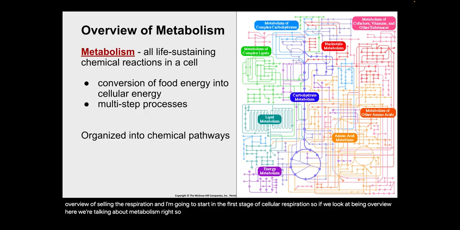So metabolism is all of those life-sustaining chemical reactions in a cell, right? A whole host of reactions, a lot of reactions. We look at this diagram. I like this diagram because it shows you just how complex it can become, right? Big picture here is that we are converting food energy, so what we're ingesting, into cellular energy, right? Energy like ATP.